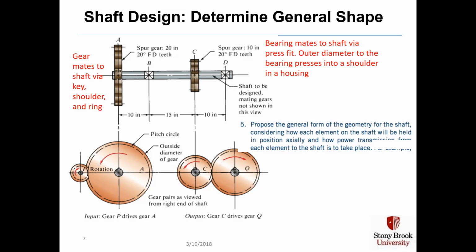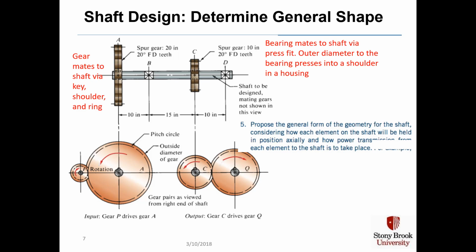Bearings mate to the shaft via a press fit. Typically what happens is the outer diameter of the bearing is pressed into a shoulder of a housing that's outside of the shaft, and then the inner diameter of the bearing is press fit onto a critical diameter on the shaft.